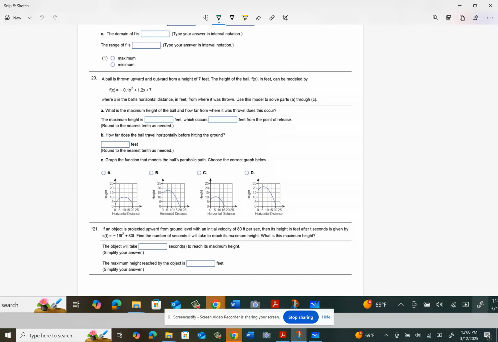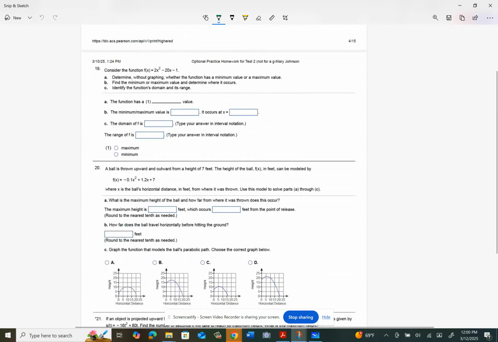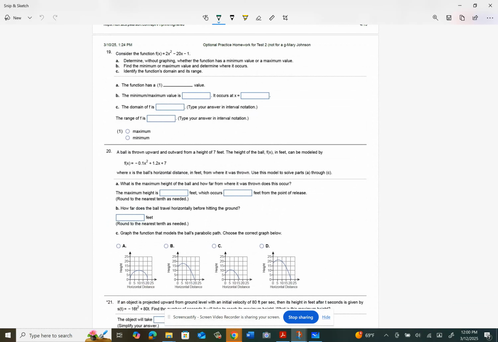All right, so you also have these questions on that optional practice homework that ask you to basically find the vertex, think about whether it's a max or a min, that type of thing. So on this one, it never mentions the word vertex. It just says determine whether it has a max or a min. So you should know, though, that the vertex is the key.